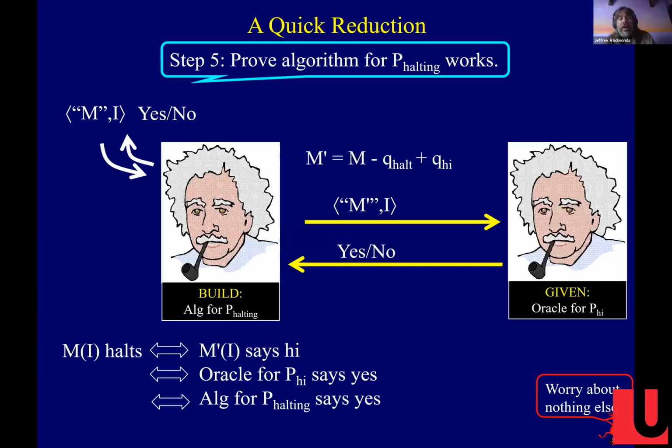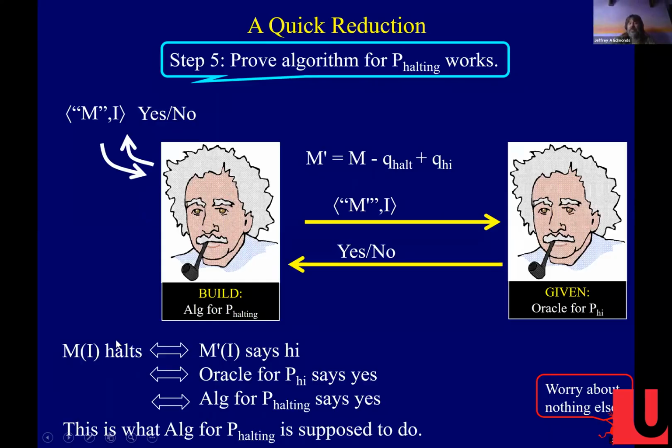And what about our algorithm? Well, our algorithm says yes if and only if the oracle says yes. That's the definition of our algorithm. Now that proves that the algorithm works. Why? Because the algorithm says yes if and only if the answer is yes. And that's it, guys. We're done. Was that hard? That wasn't so hard, was it? No, it wasn't. All right, good.